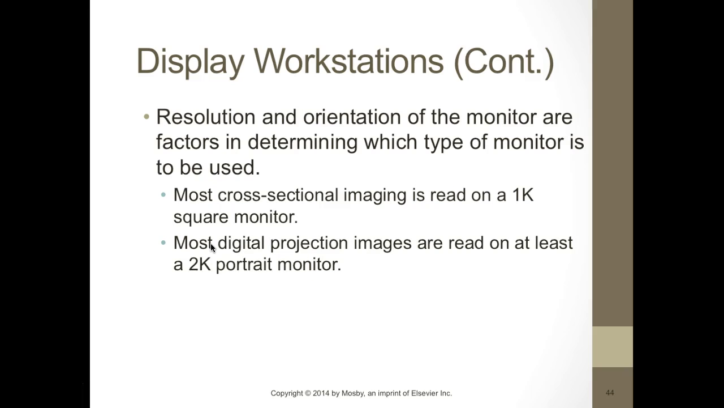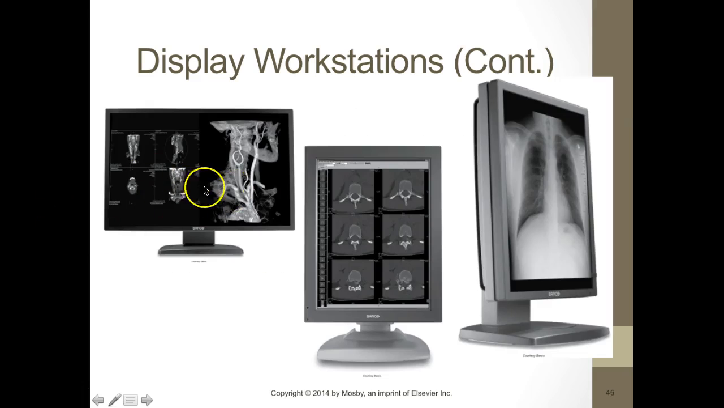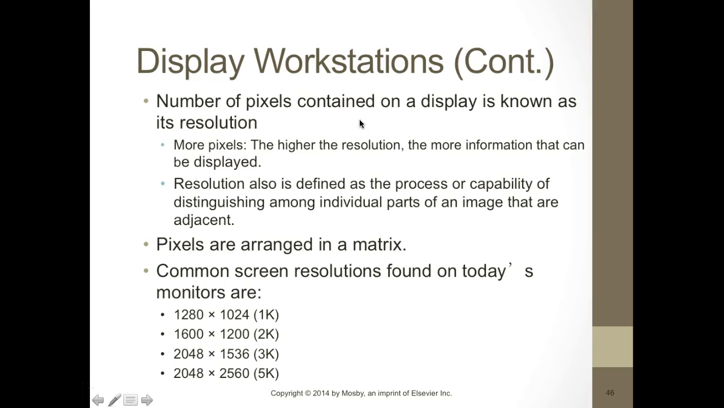So resolution and orientation of the monitors are factors in determining which type of monitor to be used. So most cross-sectional imaging is read out on a 1K square monitor. Most digital projection images are read on at least a 2K portrait monitor, and I'll show you the difference here. So here's your portrait, and here's your other. So these are 1K, 2K, depending on what we're looking at.